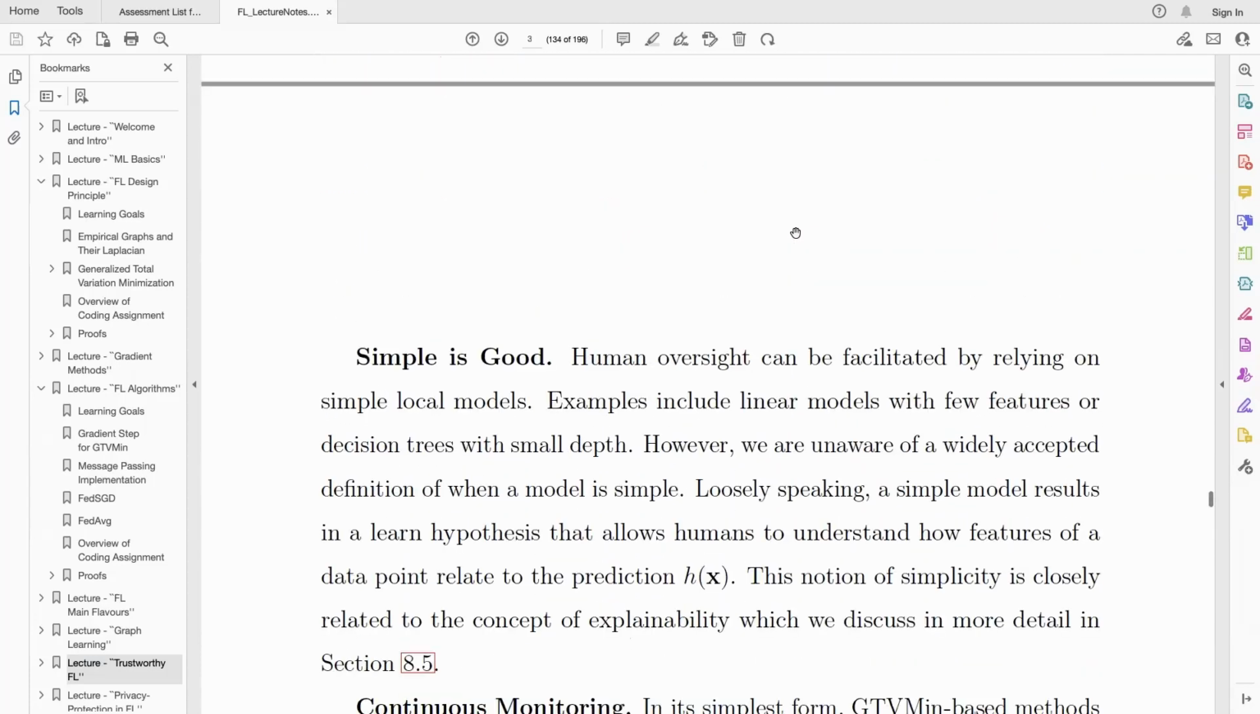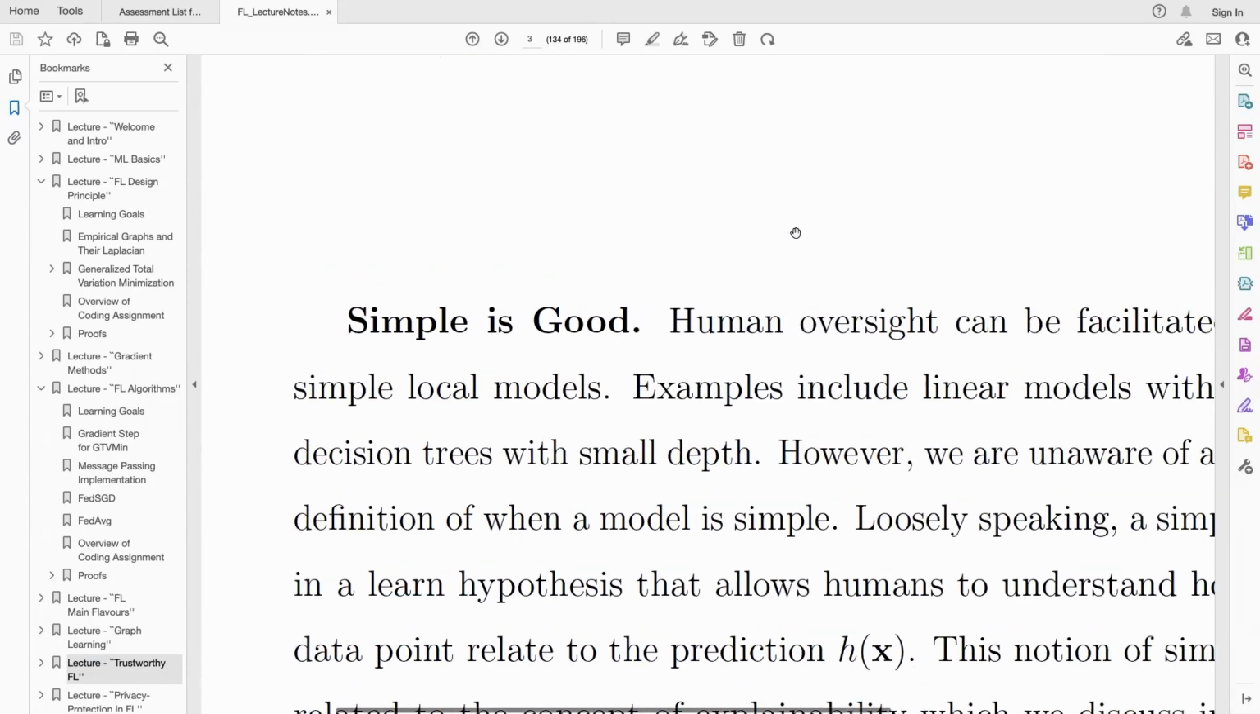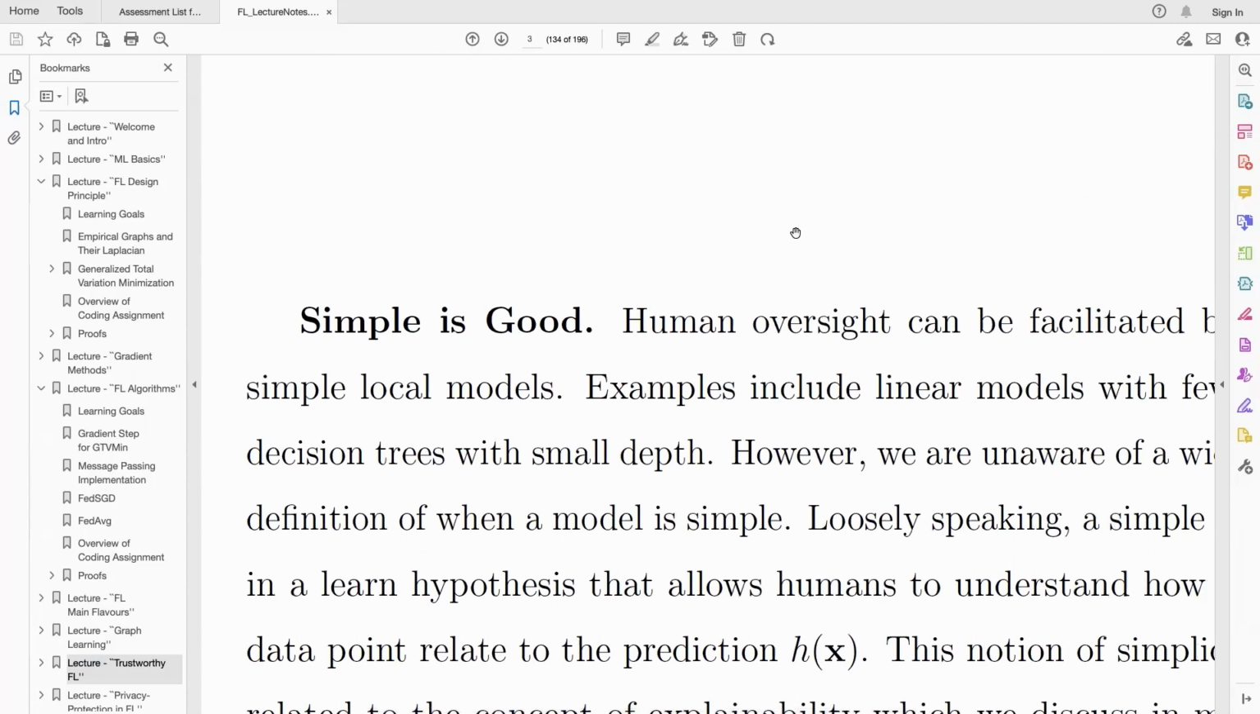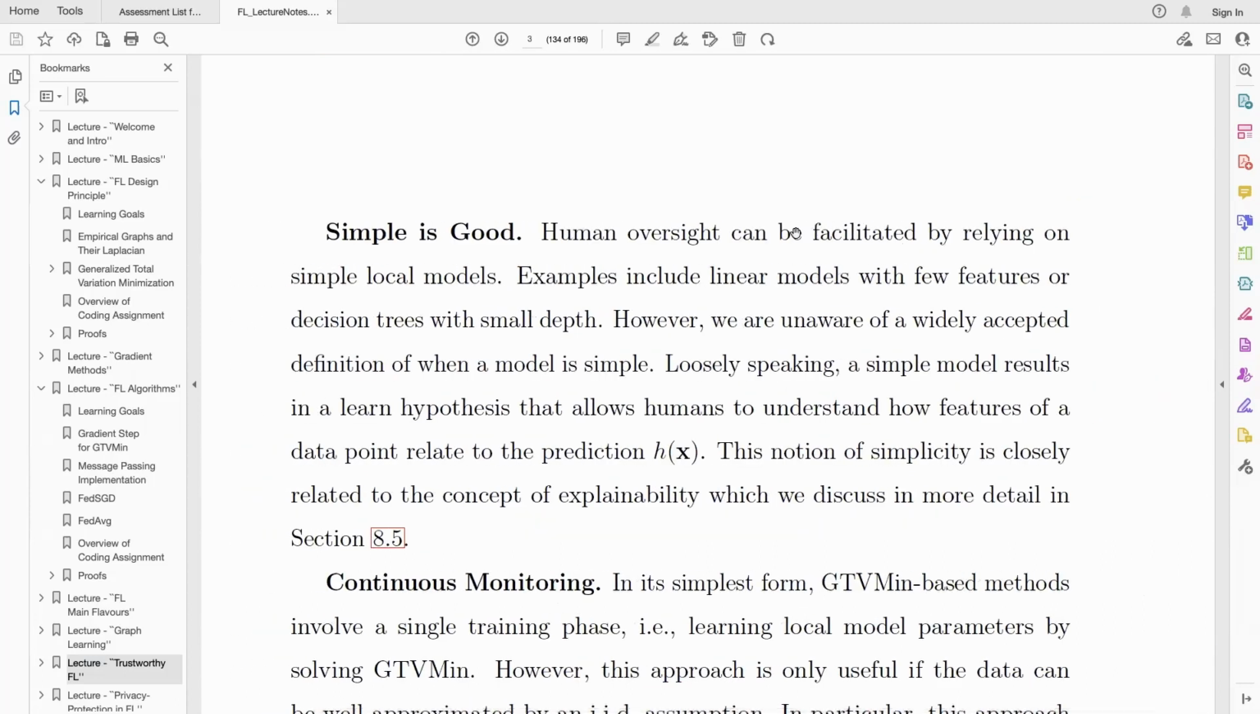To support human autonomy and human oversight, the models that we train should be simple. Simple is good because it allows the human somewhat to get an intuition. What is a simple model, in your opinion? What could be a simple machine learning model? A linear model, yes.